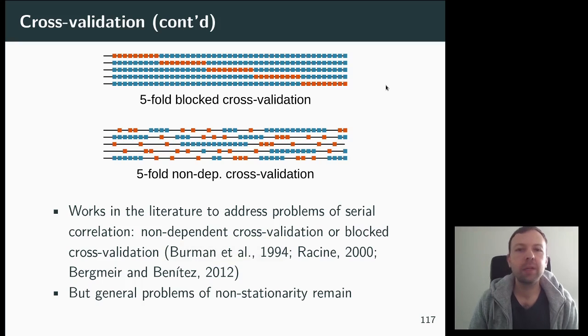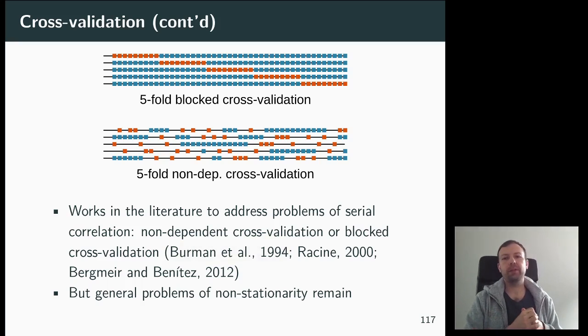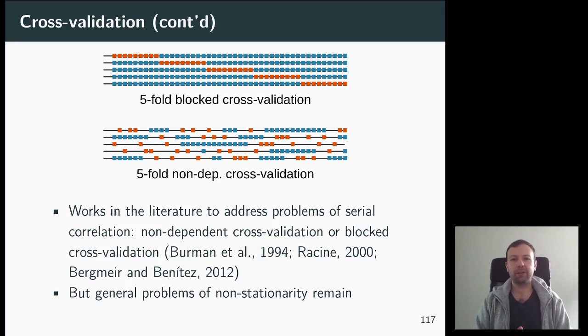However, there are some ways around these problems. People in the literature have proposed all different sorts of cross-validation types for time series. So ideas have been to use blocks, right? So basically you make your training and your test folds continuous blocks in time. That's something I've done some research on as well. It obviously helps you around the serial correlation, but it doesn't help you around the non-stationarity.